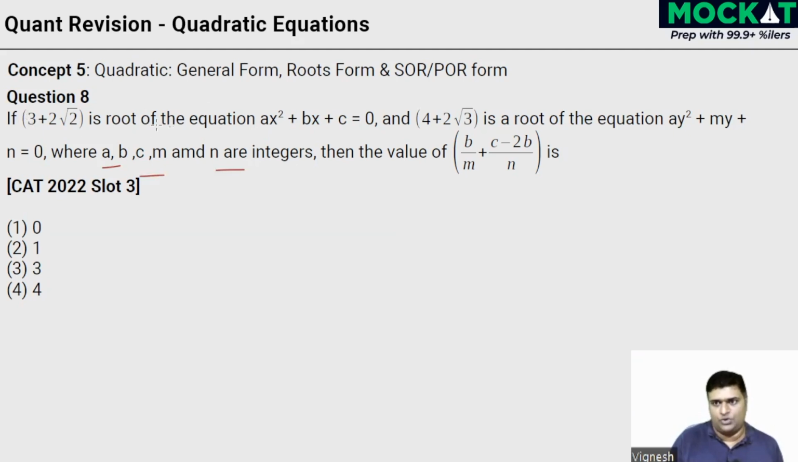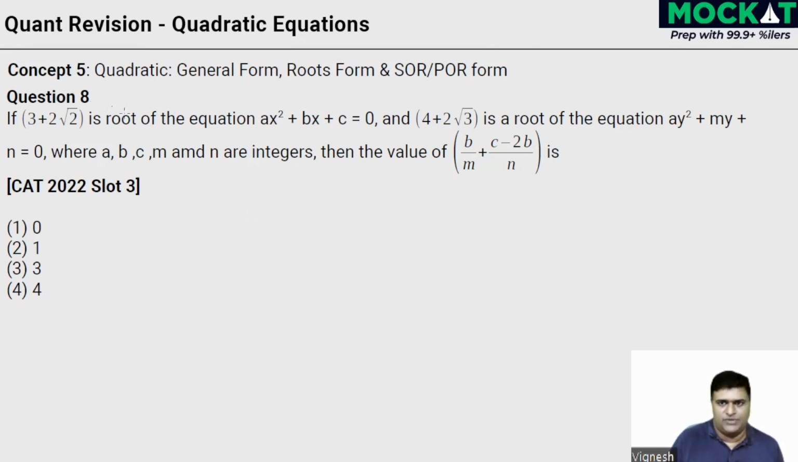If 3 plus 2 root 2 is a root of this and 4 plus 2 root 3 is a root of the next one, then what is the value of b by m plus c minus 2b by n? Okay, it looks a little complex, but what are we going to get? So m and n are from this particular one. b and c are from the first one, and a over here is common. You can just find the sum of roots and product of roots.